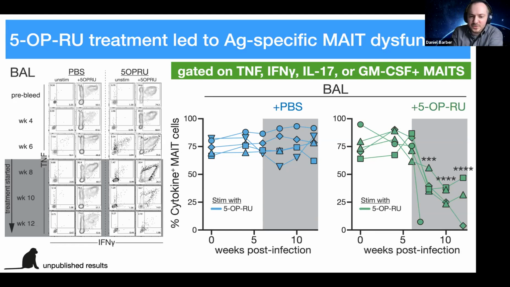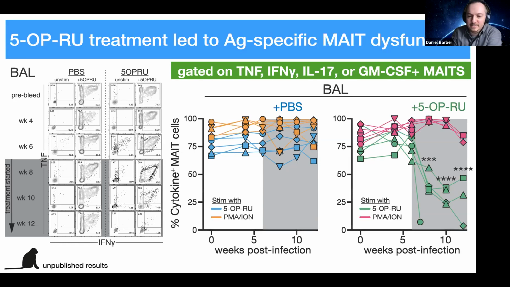We asked if this was true if we were to bypass the T-cell receptor with second messengers like PMA ionomycin stimulation. And we saw that the function in response to PMA ionomycin was largely preserved. So the MAITs weren't dead. They weren't just totally screwed up. They had a defect in the ability to respond through their T-cell receptor and produce cytokines. So this sounded a lot like exhaustion. We're being careful about calling it exhaustion because MAITs have a very different history than conventional T cells that undergo exhaustion. But for all intents and purposes, it looks a lot like functional inactivation, functional exhaustion.